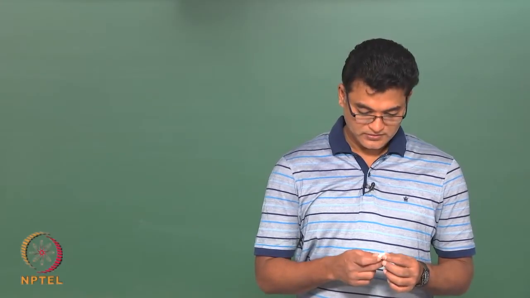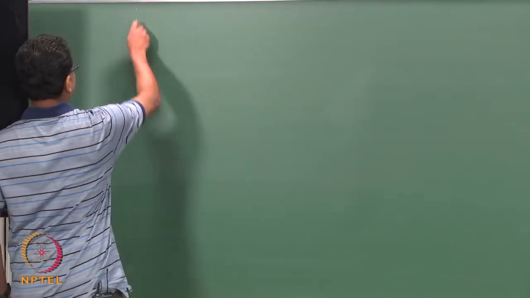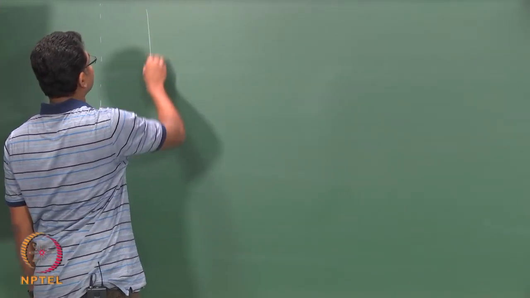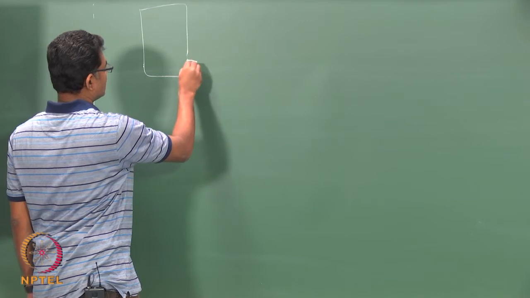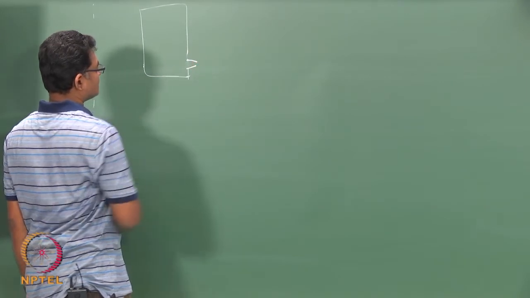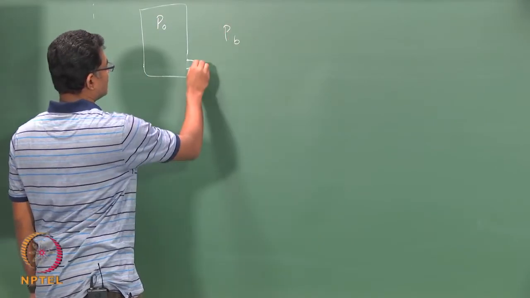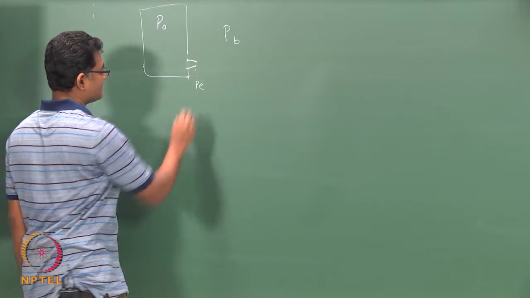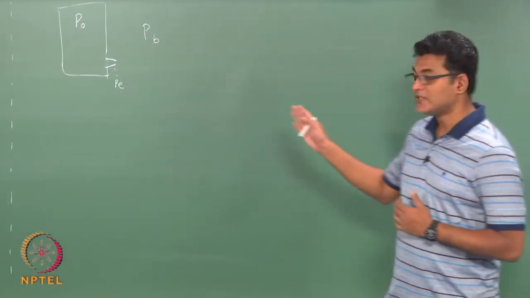In this class we will do a couple of problems related to converging nozzles. First, let us try to understand the importance of critical pressure. If I have a tank with a converging nozzle, I have a P0 here, P ambient here, P exit here. The exercise is to show you the importance of P star.